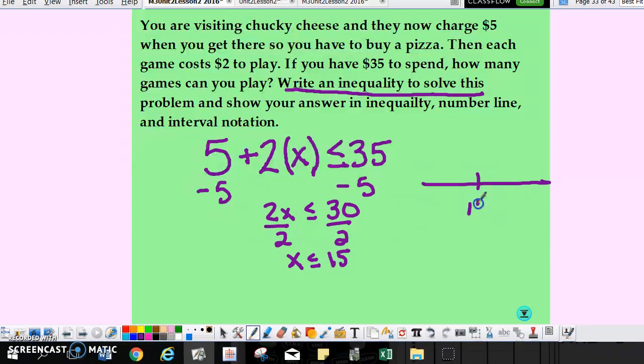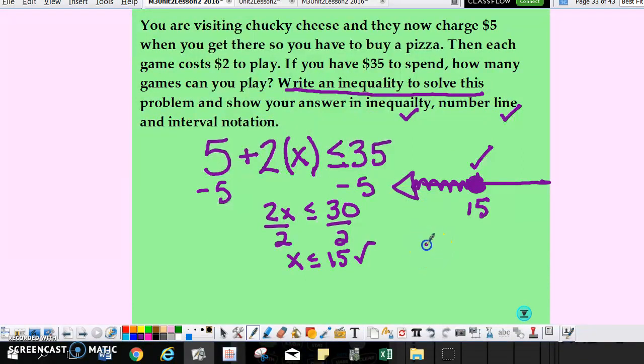On a number line, I put my 15, I close the circle because I can play that many games, or fewer means I shade down this way. This is my inequality notation. There's my number line, so I've gotten those two. And my interval notation means the brackets.